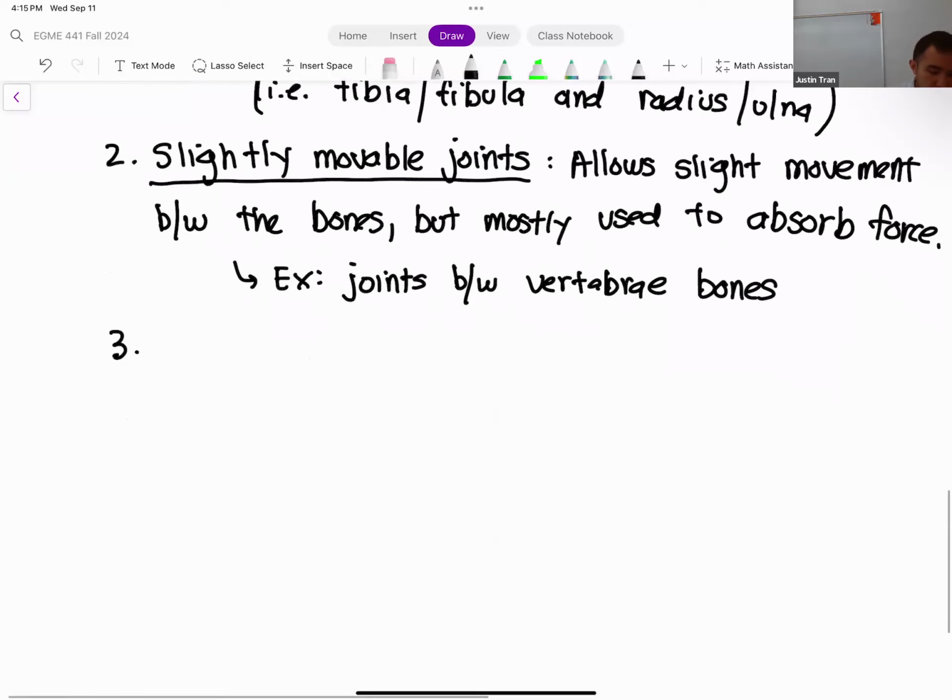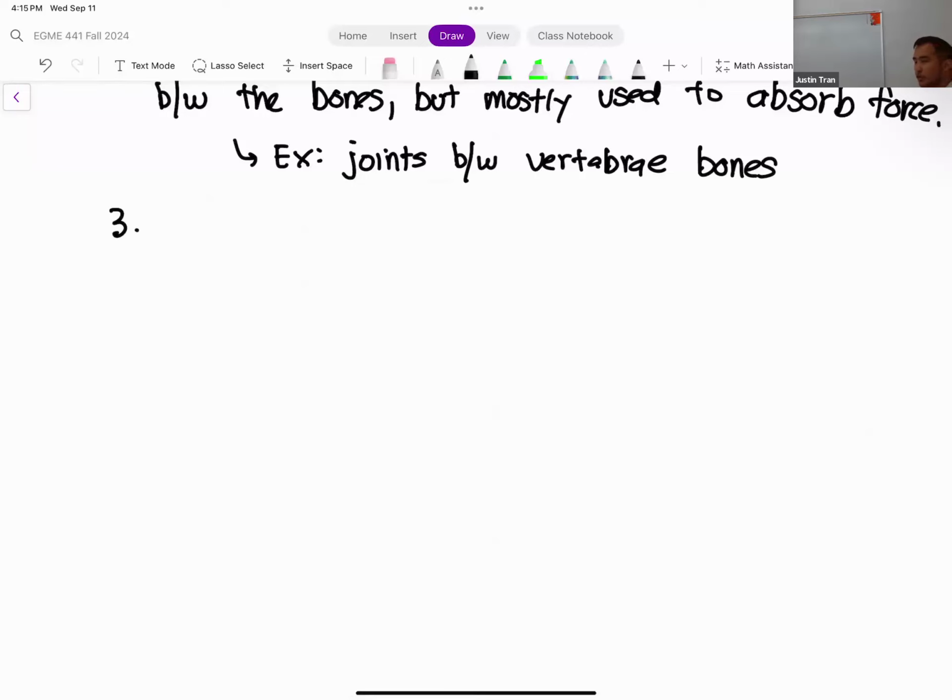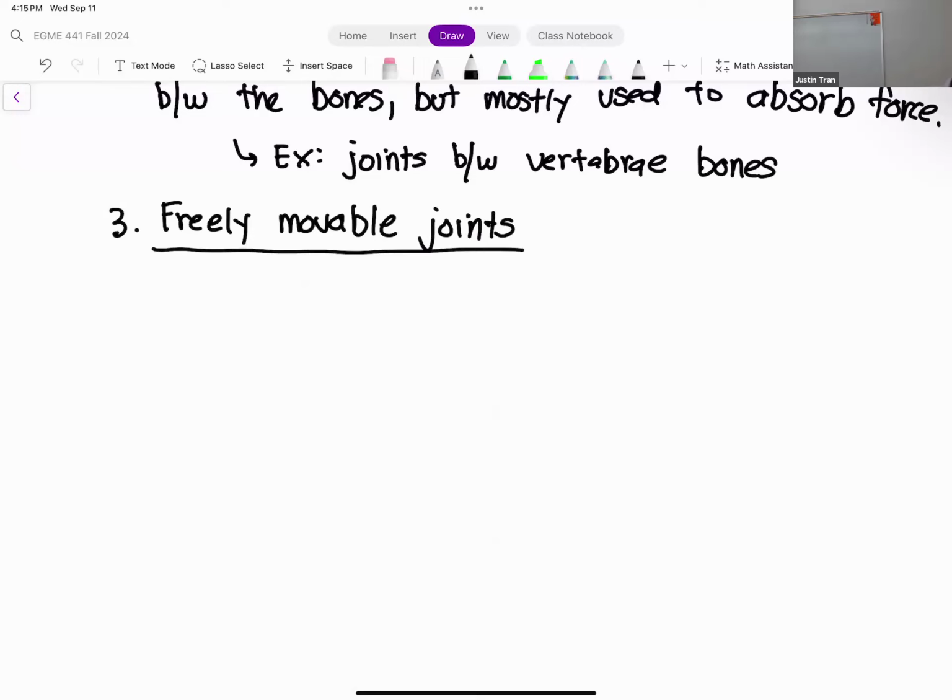Okay. So this third category, when people say joint, this is probably what they are thinking of in their minds. These are the freely movable joints. Just like the name implies, these types of joints allow a large range of motion between the articulating bones.